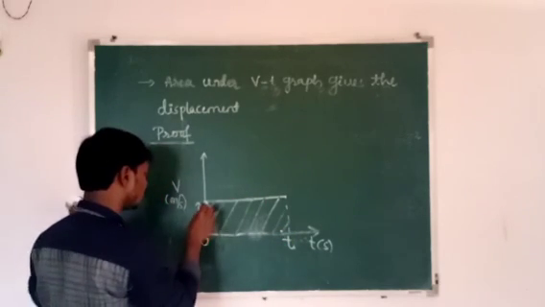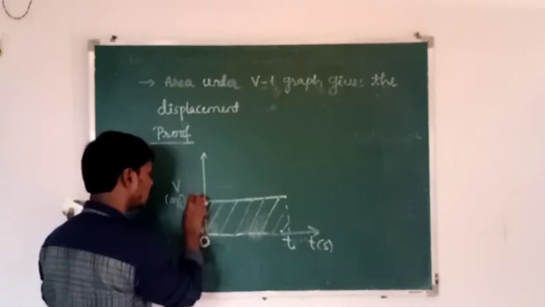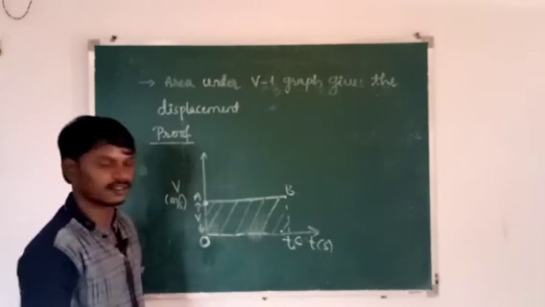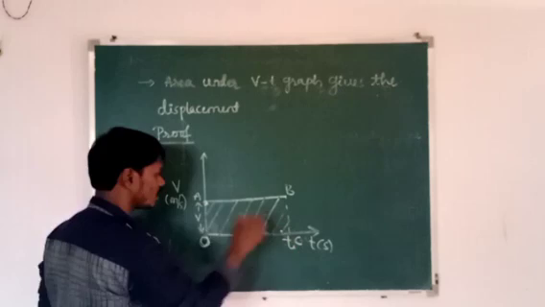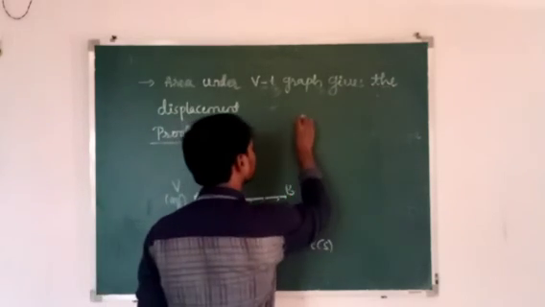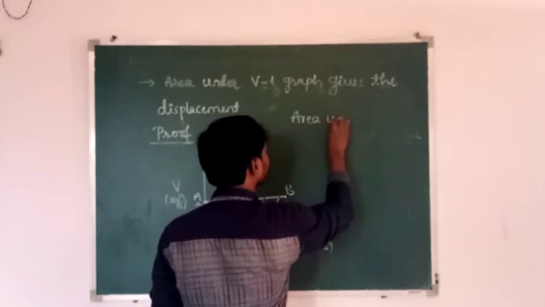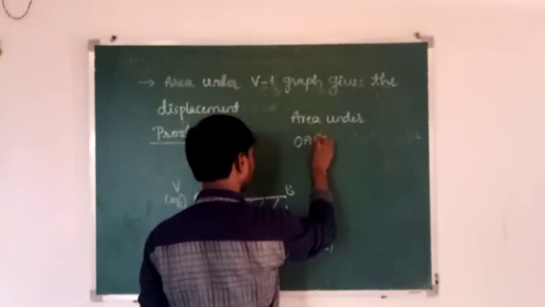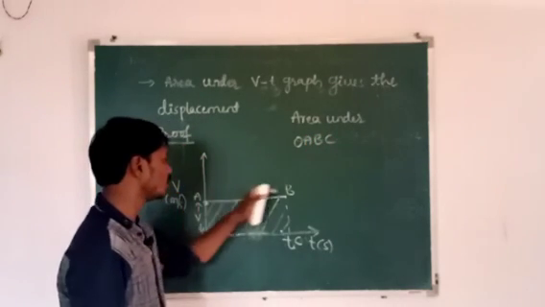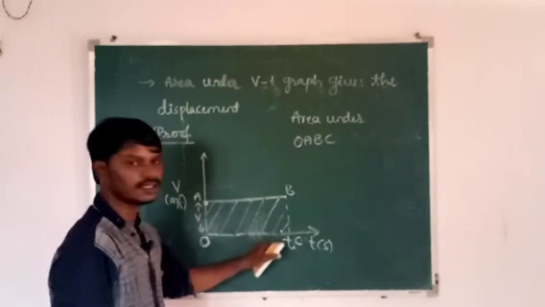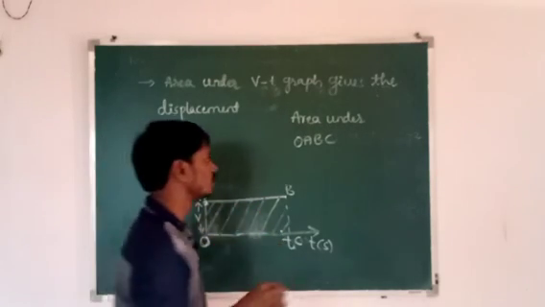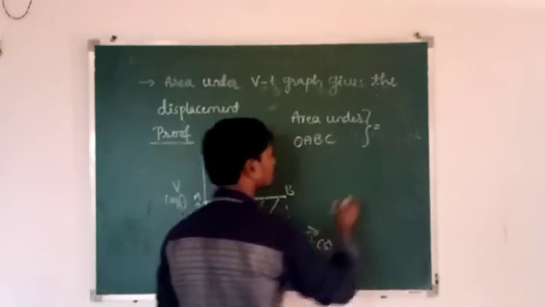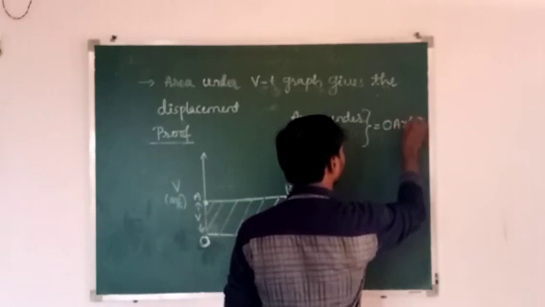Then I will give the names here. This is O, A, B and C. What is the area of rectangle here? That is OA into OC. What is the area under O, A, B, C here? That is nothing but area under the vt graph. So that can be written as OA into OC, because it is a rectangle.